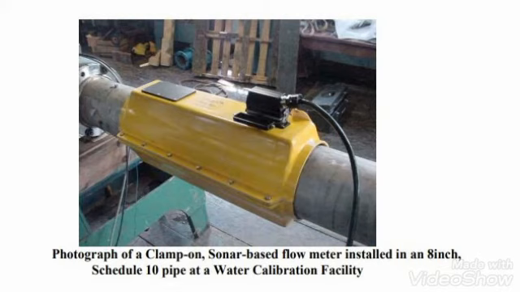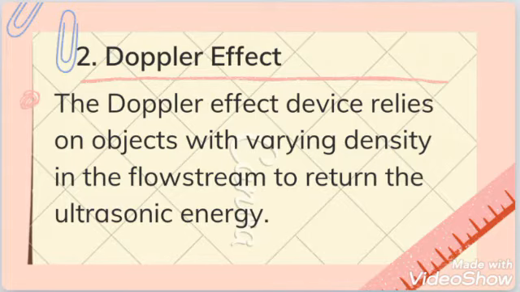There is a physical clamp-on meter. You can see on the pipe we have clamped on this flow meter. So this is the way we use the clamp-on meter.